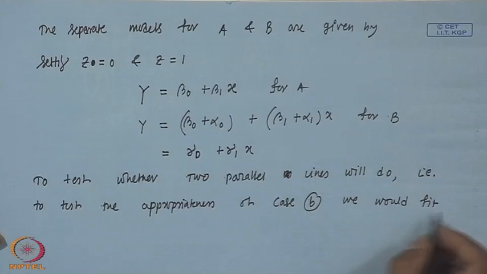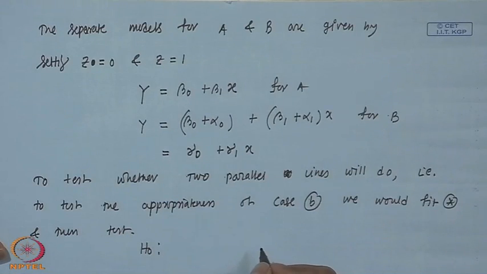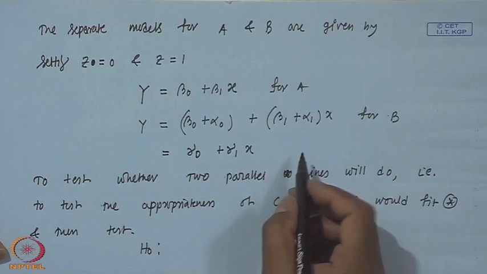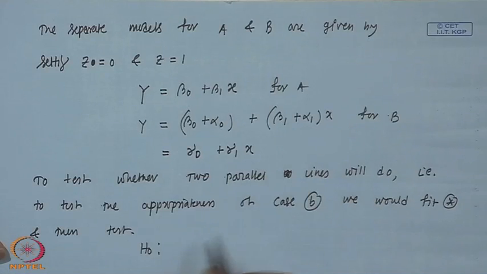So, first we would fit star and then test this hypothesis H naught. Which hypothesis do you need to test? You need to test whether they are parallel. That means you have to test whether alpha 1 is equal to 0. You test H naught that alpha 1 equal to 0 against the alternative hypothesis alpha 1 not equal to 0. I hope that you know how to test this one.